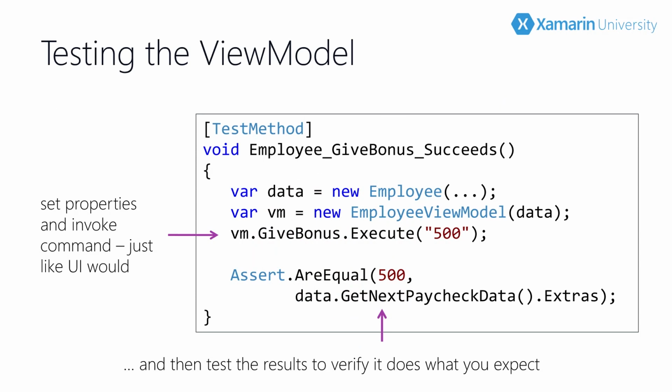So here's an example where we are testing our employee ViewModel with the GiveBonus command. We pass in $500 as a string, and then we go retrieve the next paycheck, and we verify that the $500 has been applied to the extras field. And as you can see, our tests have intimate knowledge of the workings and the relationships of the classes, and they can even test fairly complex bits of logic. Again, our intention here is not to walk through all the details of a unit test, just to show you how you might apply it to your ViewModels.